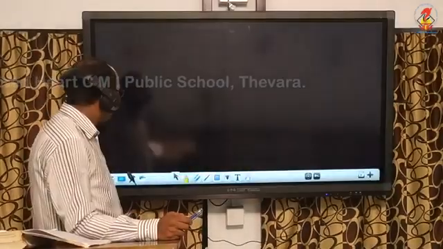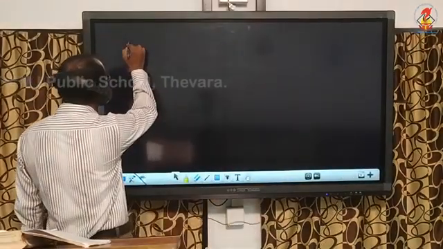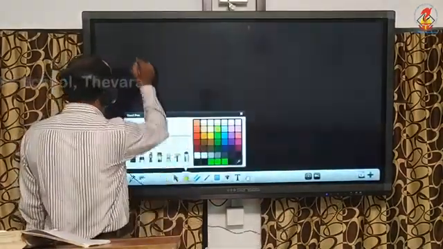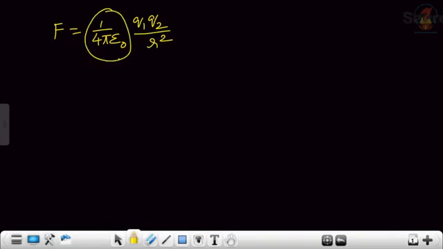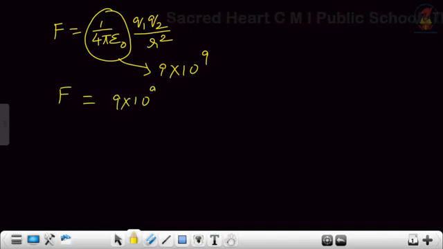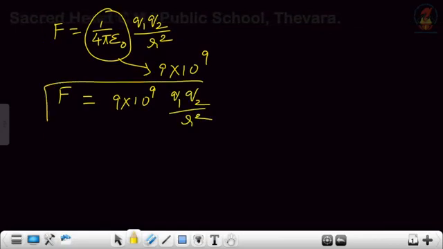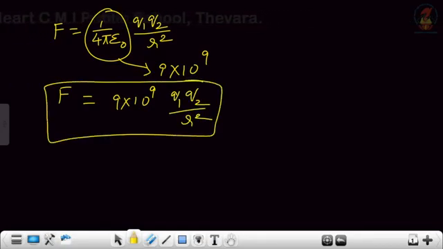So, we can rewrite the equation as F is equal to 1 by 4 pi epsilon 0 q1 q2 by r square. Instead of 1 by 4 pi epsilon 0, I can put 9 into 10 raised to 9. So the equation will be F is equal to 9 into 10 raised to 9 q1 q2 by r square. This is the equation for the Coulomb's force when 2 charges are in vacuum.